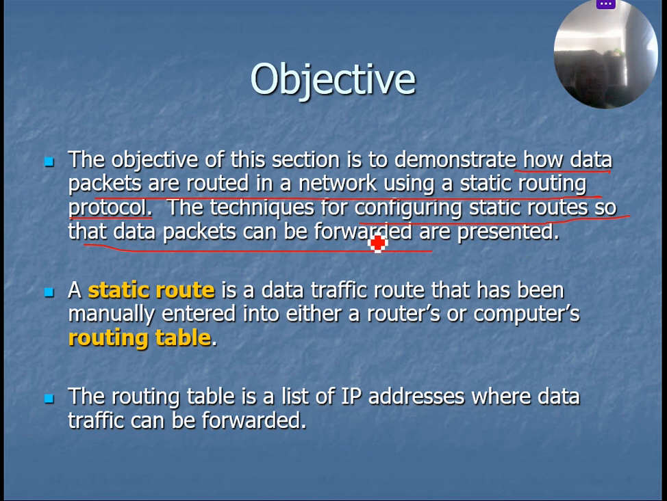Now, like we said earlier, a static route is a data traffic route that has been manually configured into either a router's or a computer's routing table. The routing table is simply a list of IP addresses where the data traffic can be forwarded. So when we say routing table, we're simply saying the list of IP addresses where we can forward the data packets.